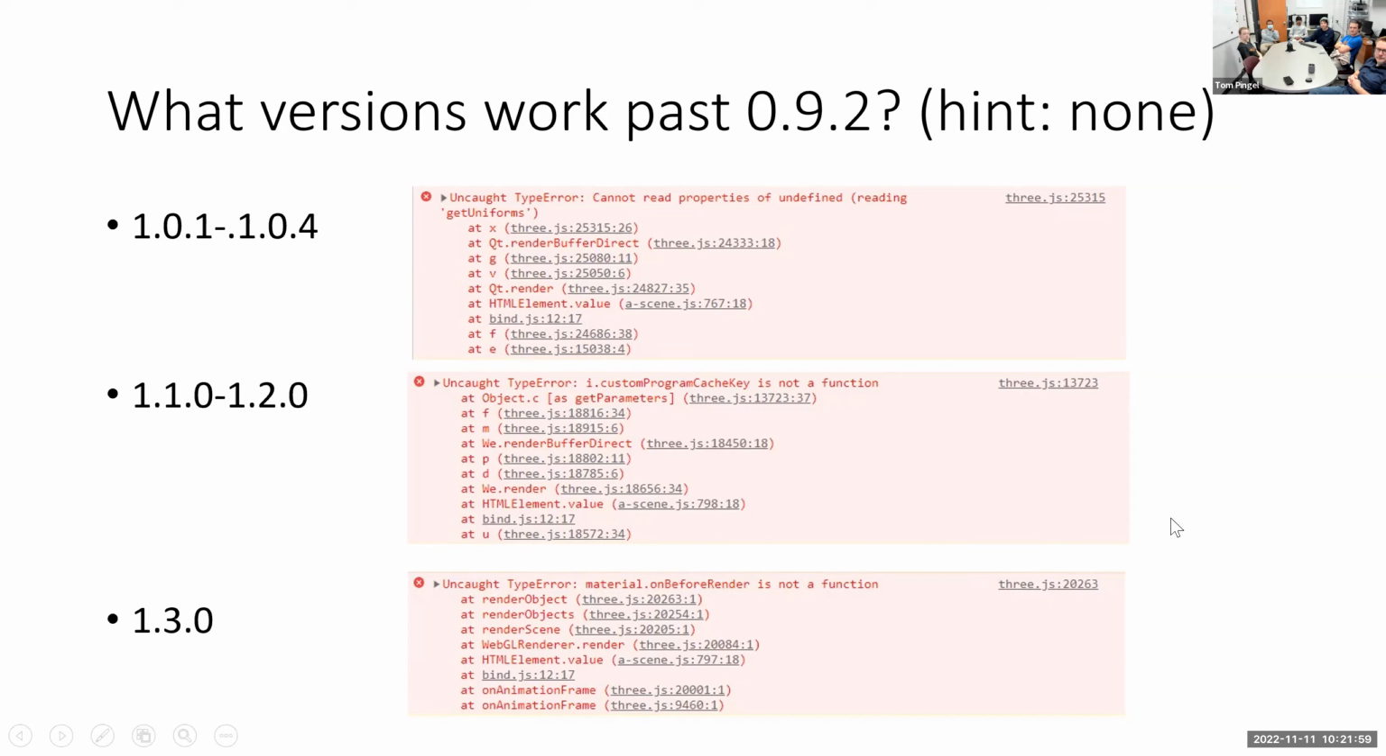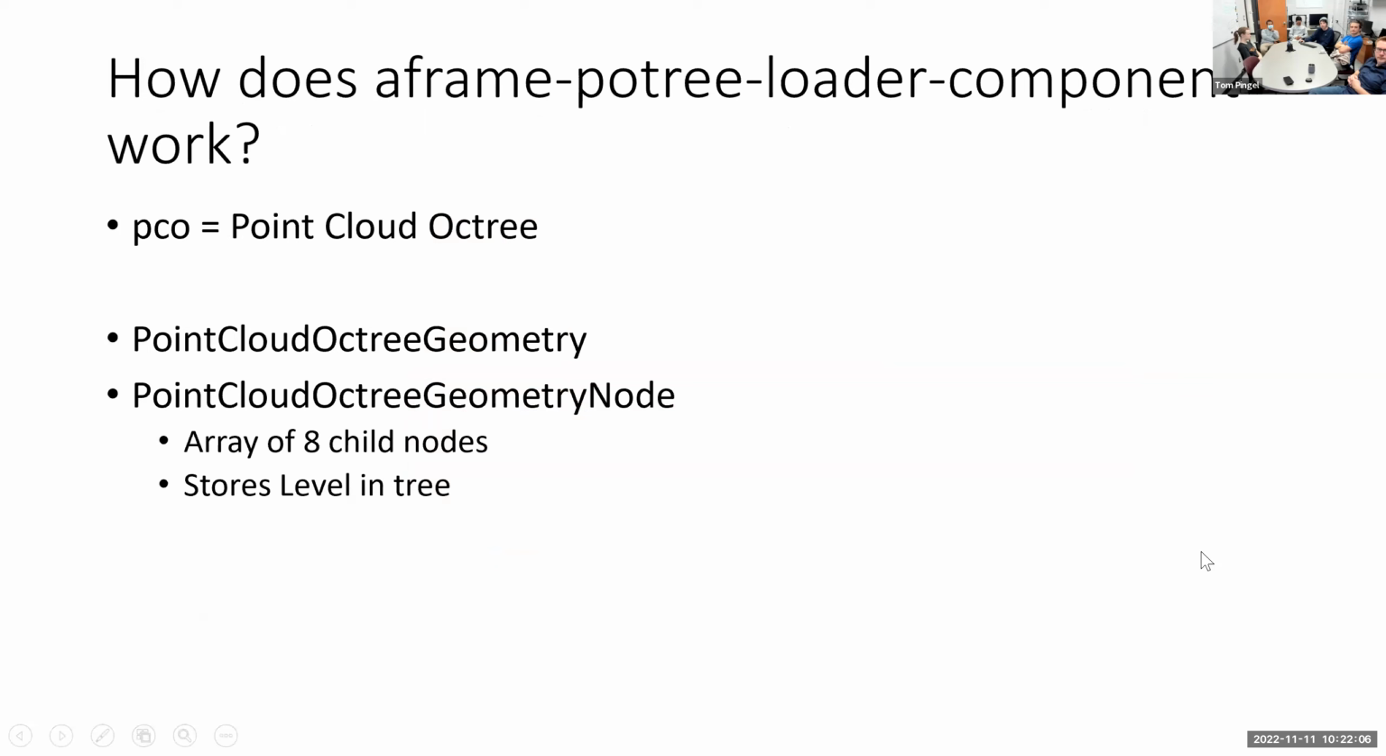So then I decided to do a deep dive into the Potree loader to see how it works, and I found some pretty interesting stuff. I already knew that Potree is basically an octree, so I just needed to figure out how it stores that and how it implements it. It's this little attribute called PCO, which is very useful.